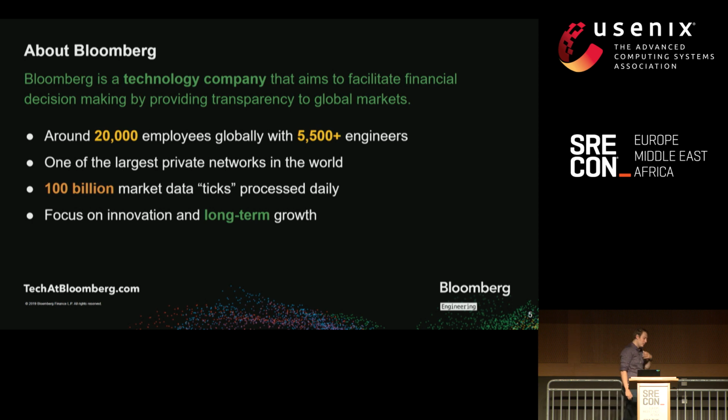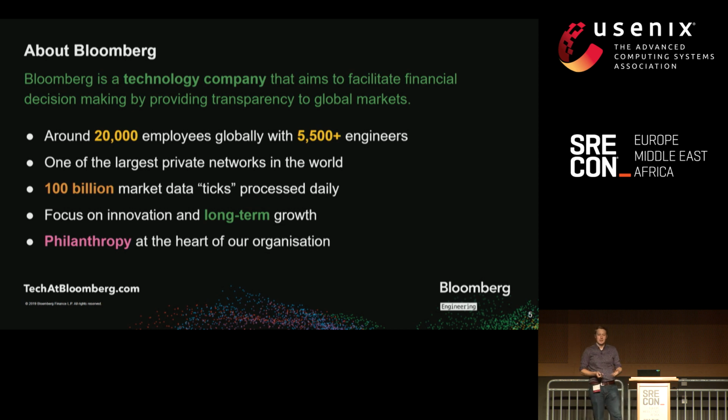One of the benefits of working for a private company is we don't have quarterly profit margins that we have to deliver against. So we have the ability to invest a lot of our time and effort into providing longer-term solutions to these problems. And one of my favorite things about this company is ultimately philanthropy is at the heart of this organization. Feel free to ask us downstairs for more information on what that means.